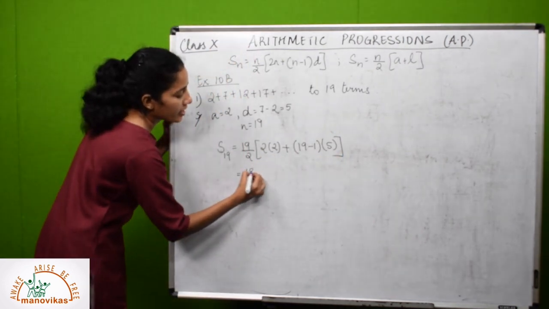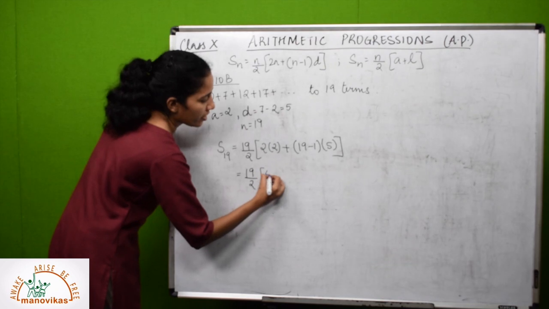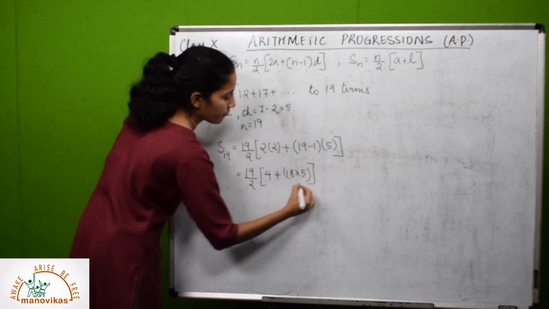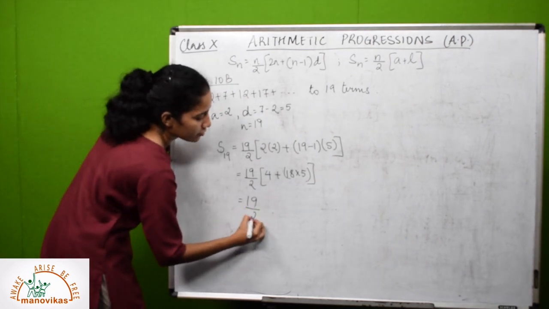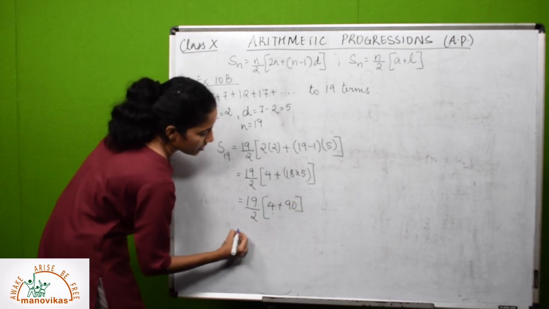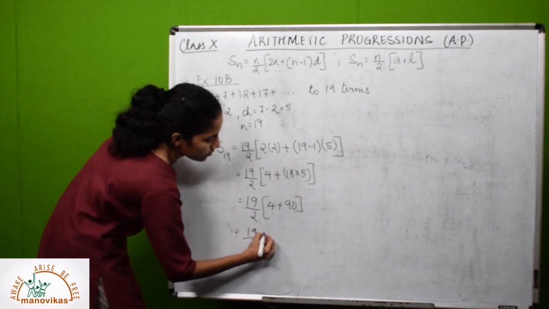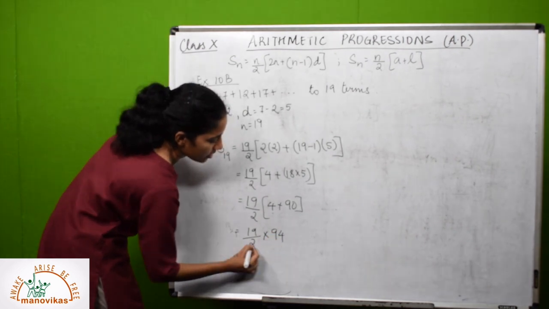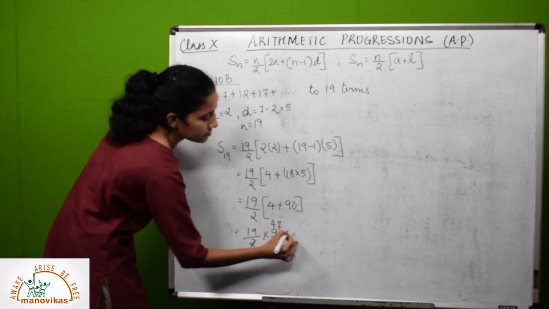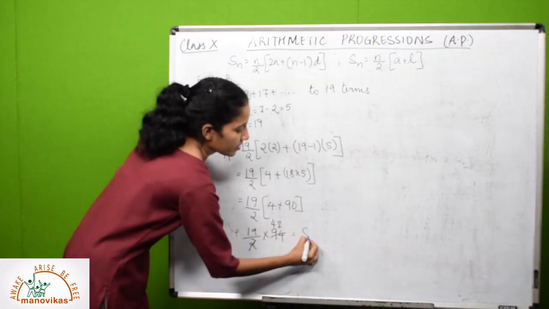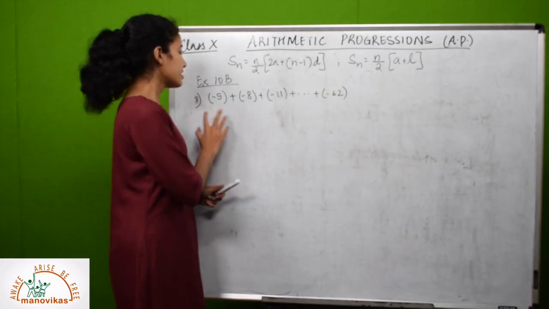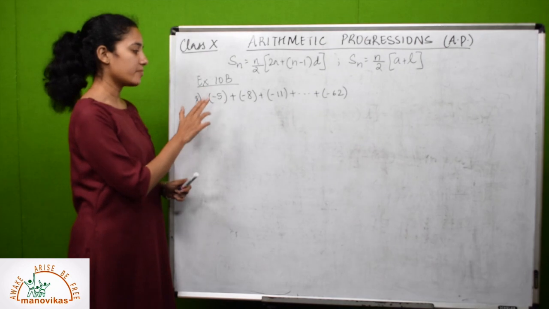So this will be 19 divided by 2, you have 4 plus 18 into 5. 19 divided by 2, 4 plus 90, and this will be 19 divided by 2 multiplied by 94, which when you cancel you'll get 47, which is equal to 893. That's it.